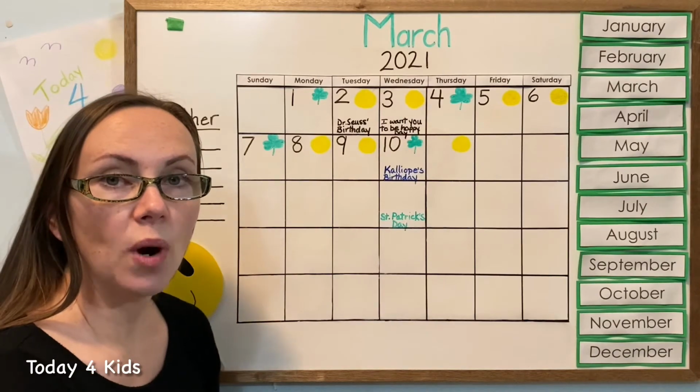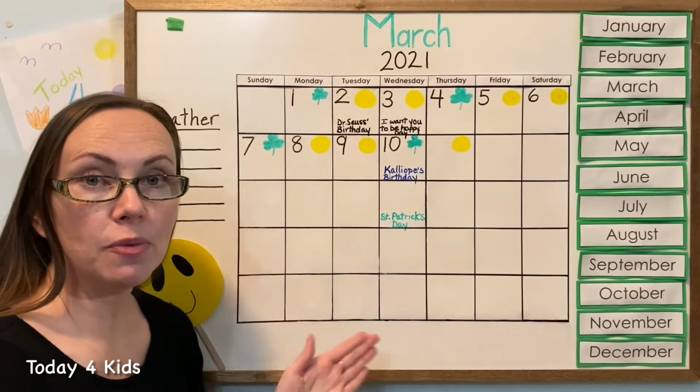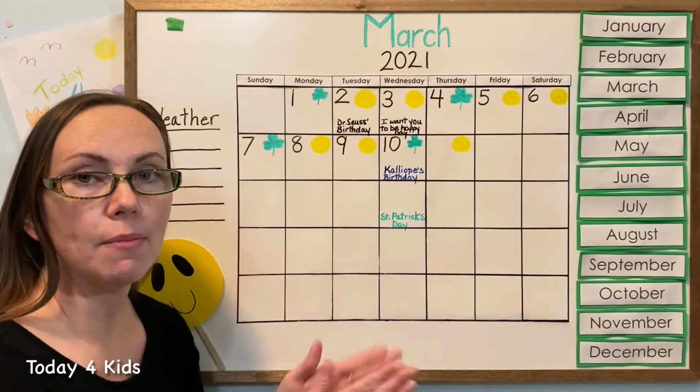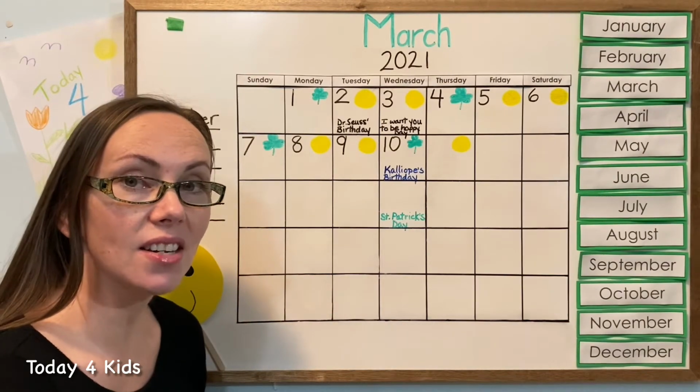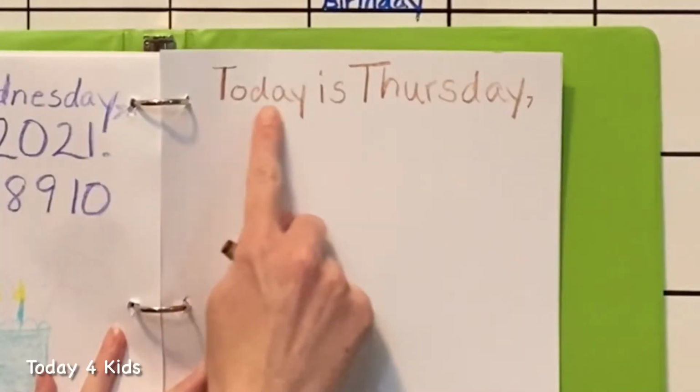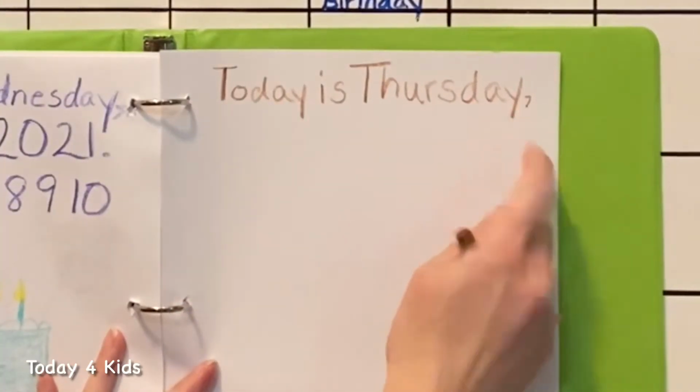And March has one syllable, so we just clap once. Will you do that with me? March. Are you ready? One more time. March. Good job. Now let's put March into our sentence in our agenda. Today is Thursday, comma, March.